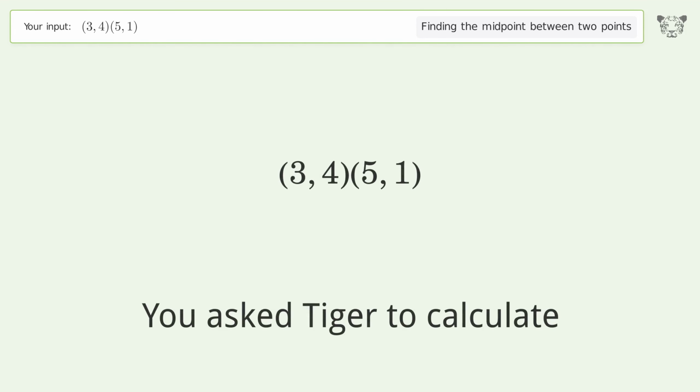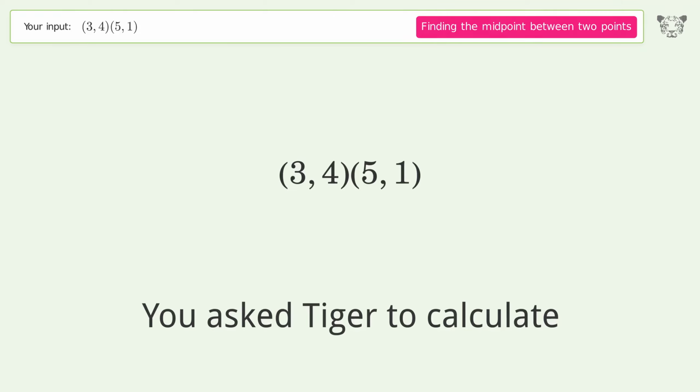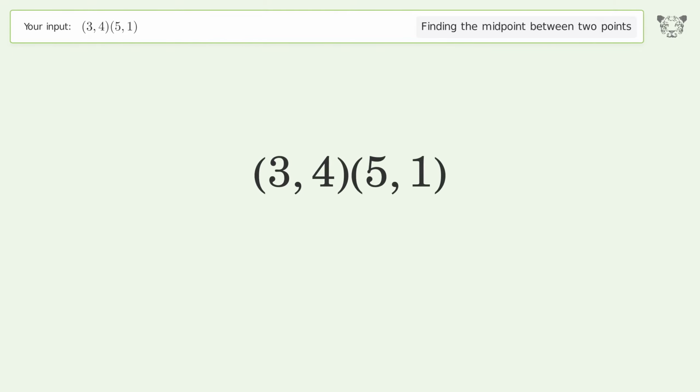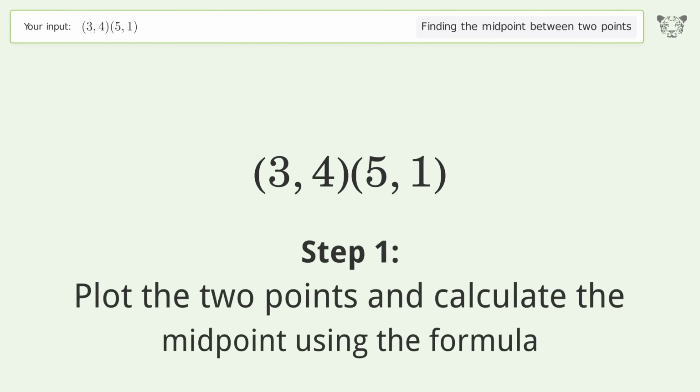You ask Tiger to calculate. This deals with finding the midpoint between 2 points. The midpoint between the 2 points is 4, 2.5. Let's solve it step by step. Plot the 2 points and calculate the midpoint using the formula.